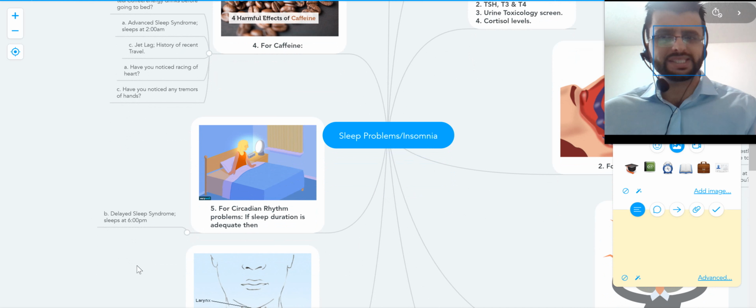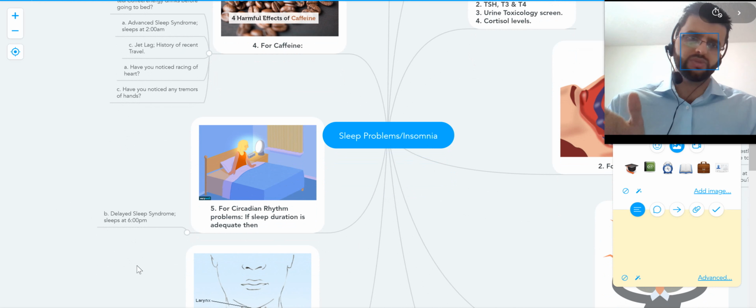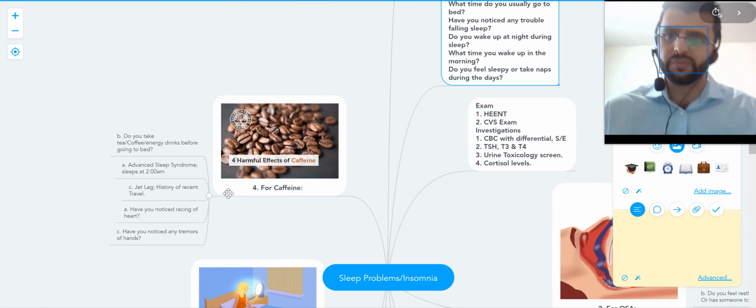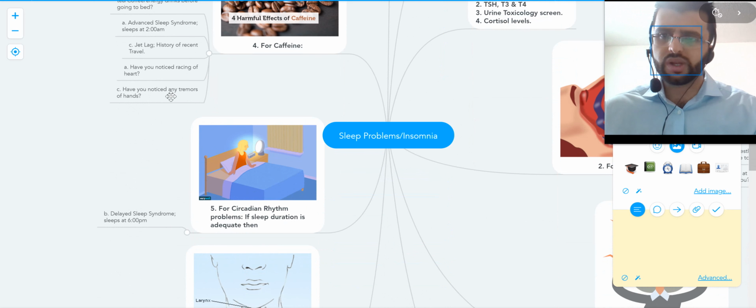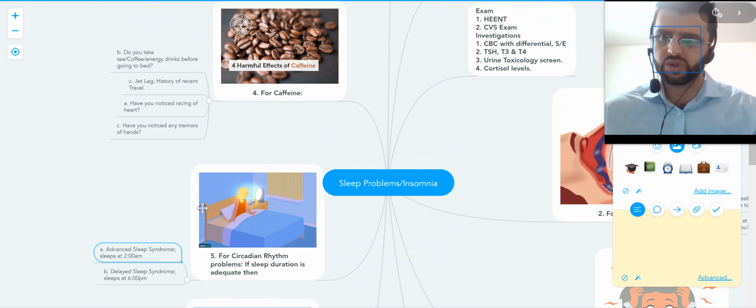and for circadian rhythm, you ask, it's called delayed sleep syndrome. People sleep at 6 p.m., wake up at 6 a.m., or there's abnormal hours of sleeping. Okay, this is circadian rhythm. Usually when jet lag, like people travel a lot. Caffeine. So this is how we ask about it. For circadian rhythm disorder, these questions for circadian rhythm, sorry.